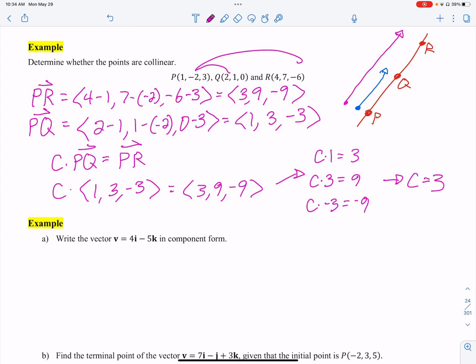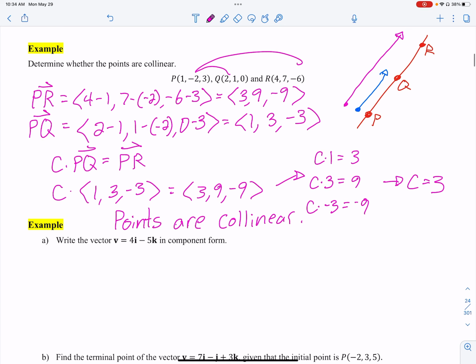So they are collinear. Since they are parallel, the two vectors PQ and PR are parallel, these two here, that means they lie on the same line. So we're going to say points are collinear. Cool. All right. Makes sense. If they are parallel, then they are collinear. So I guess we should have wrote that too. PQ.